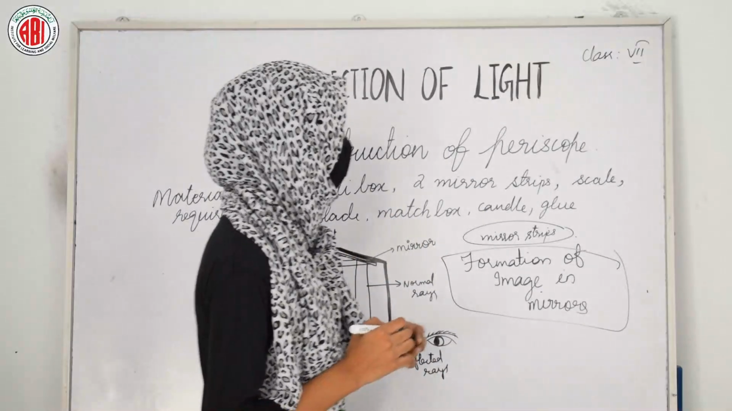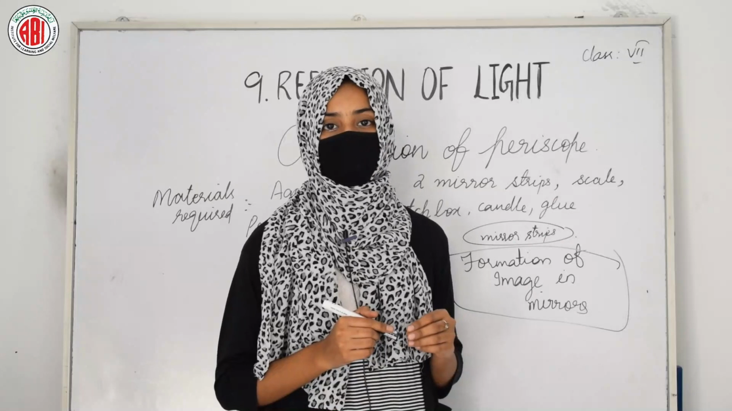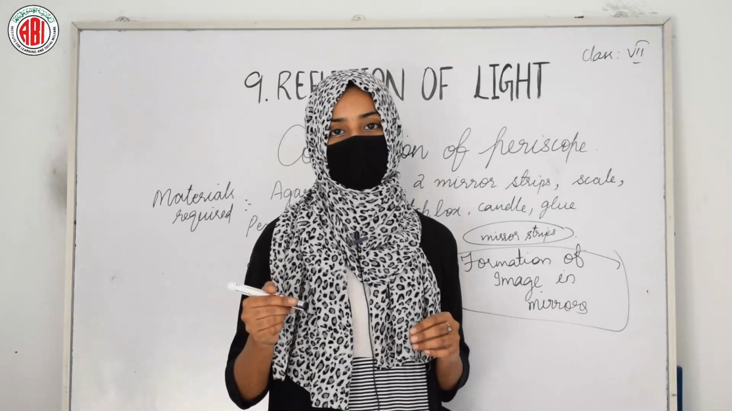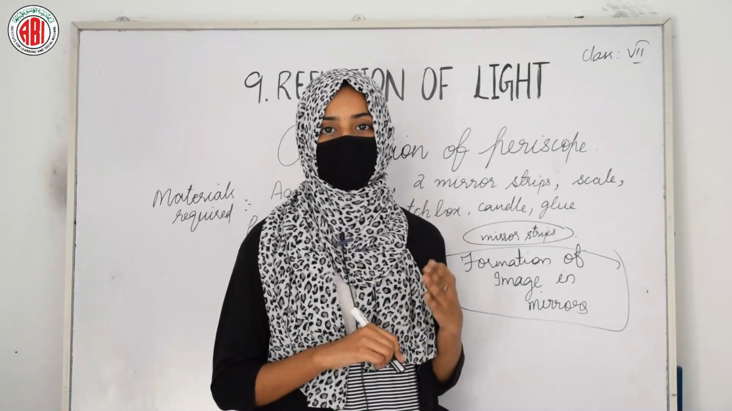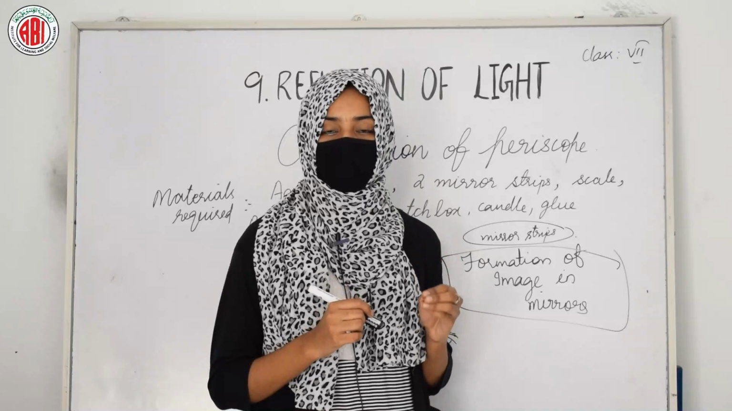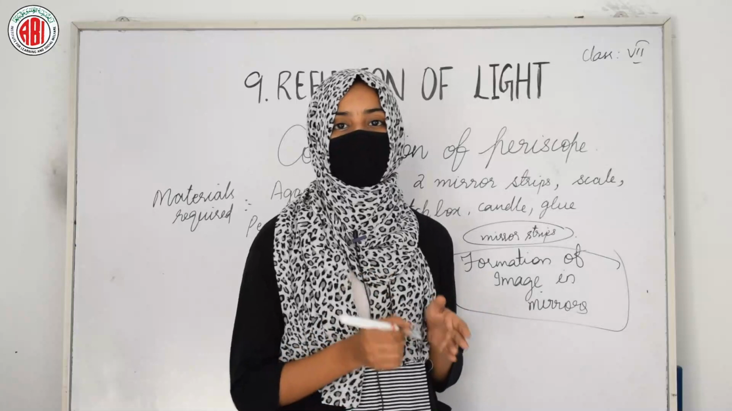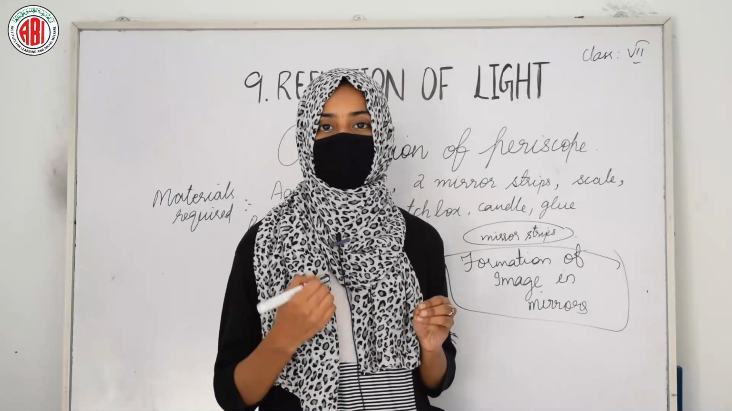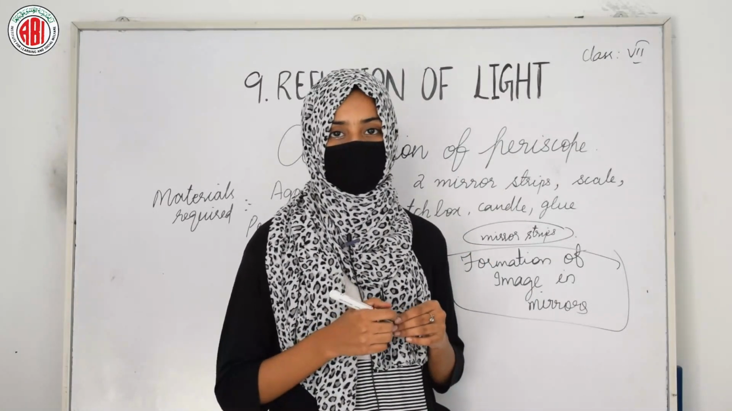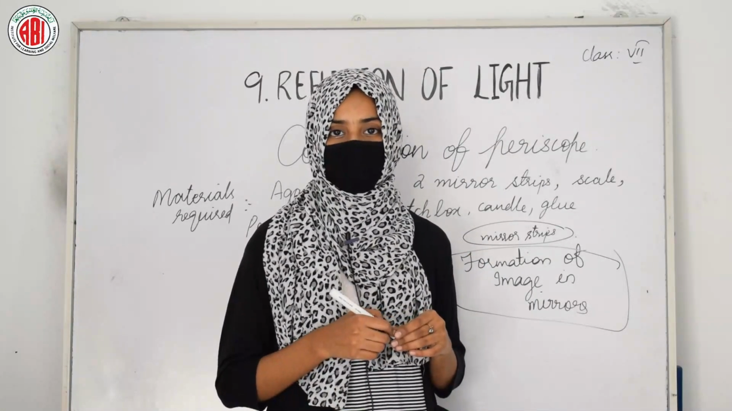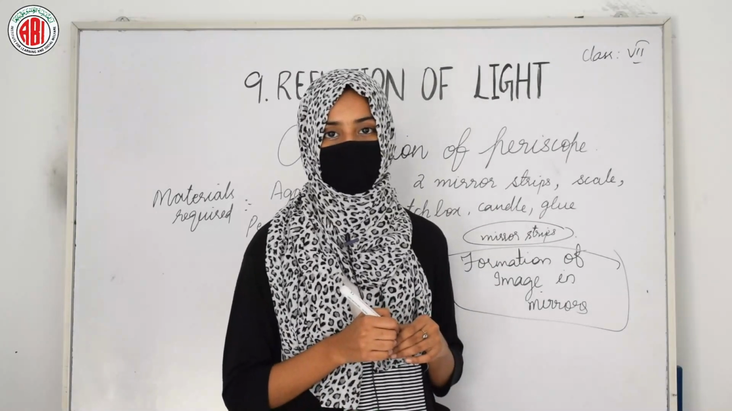How does image formation take place in mirrors? The image formation takes place in mirrors due to the reflection of light. The light rays fall on the mirror and are reflected back, and this reflection of light rays reaches our eyes. At that time we can see the image that appears on the surface of the mirror. So in this way the different images form in mirrors.